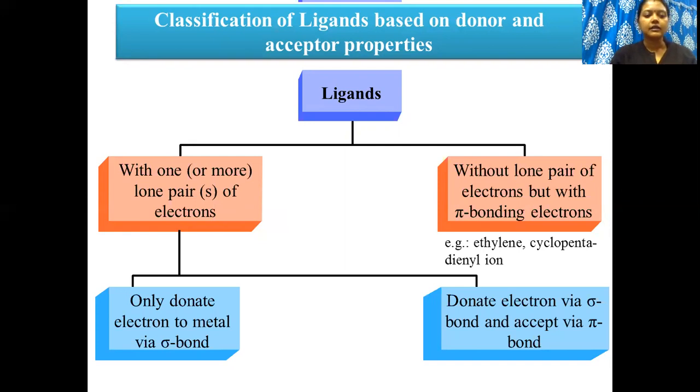Then the type with one or more lone pairs of electrons can be further divided into two types. One donates electrons to the metal via sigma bond, that is water, ammonia and fluoride ion. Another type donates electrons via sigma bond but accepts electrons from the central metal via pi bond. Those are PR3, CO, CN minus, etc.